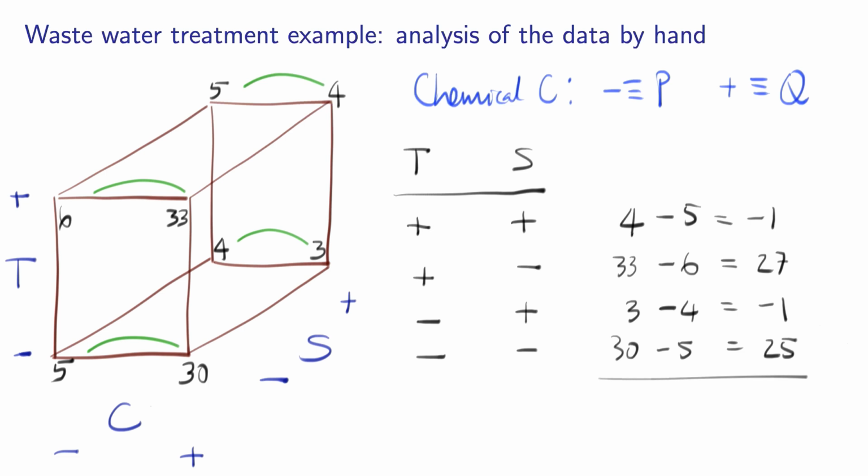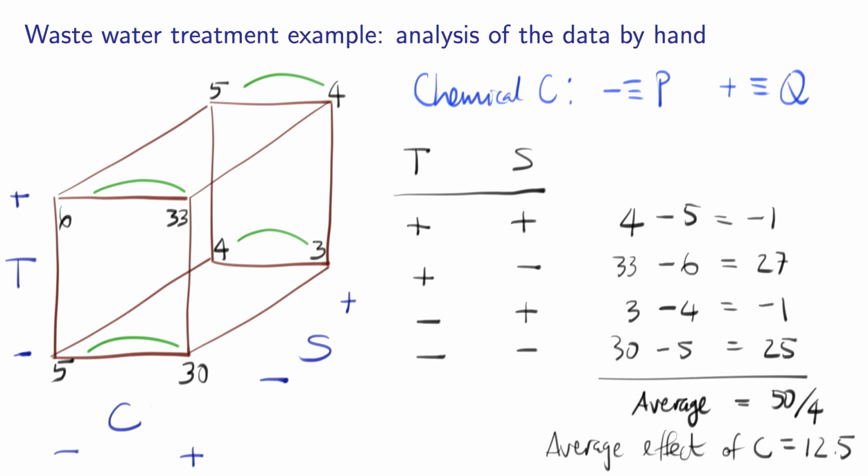So 4 estimates of the effect of the chemical. And the average of these 4 is equal to 50 divided by 4, equal to 12.5. Let's pause here. I always tell my students it's no good just calculating numbers. What does this value of 12.5 really mean in plain language? How would you describe this value to your manager who doesn't really understand any statistics?